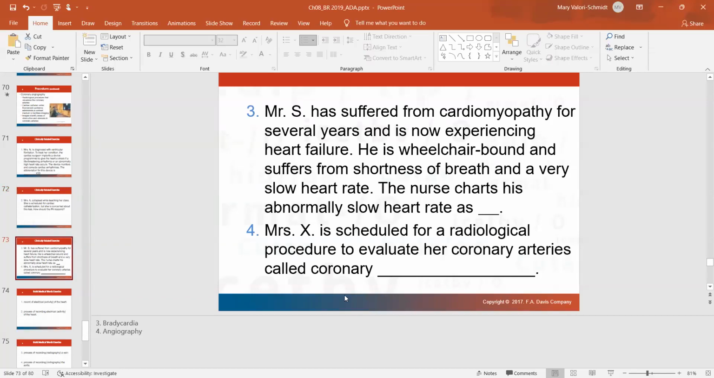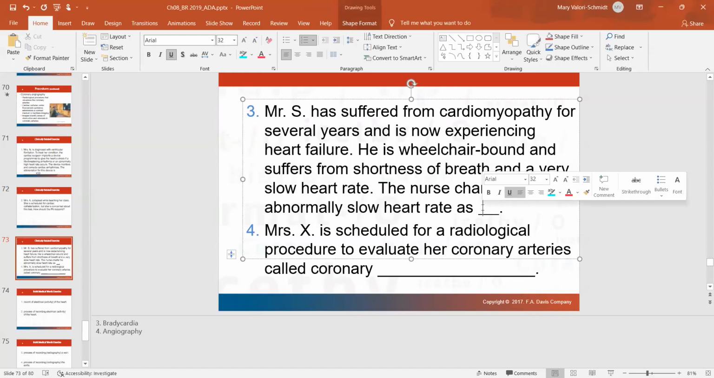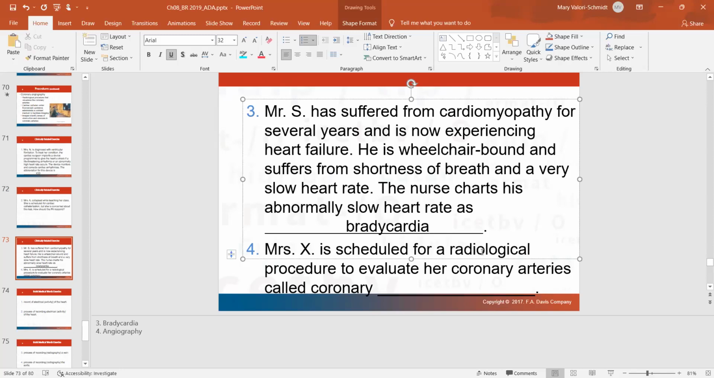Let's see. Mr. S has a slow heart rate, and the term for that is bradycardia. Too slow. And Mrs. X is going for a radiological procedure to evaluate her coronary arteries, and that is called coronary angiography. Very good.